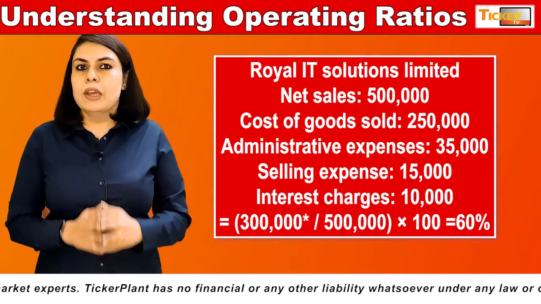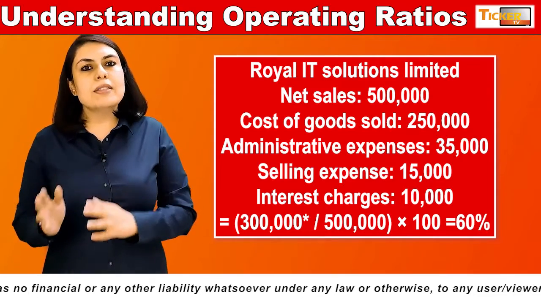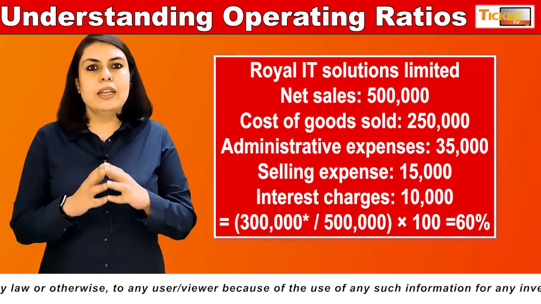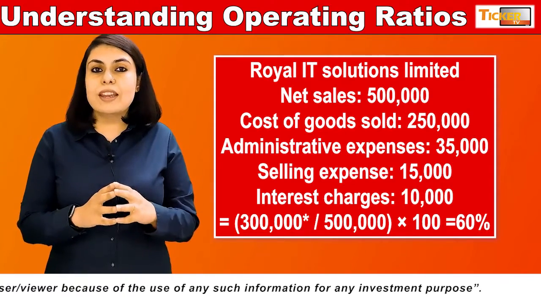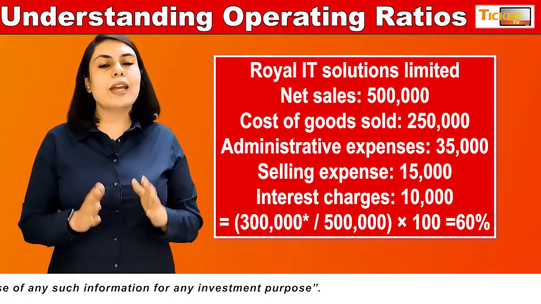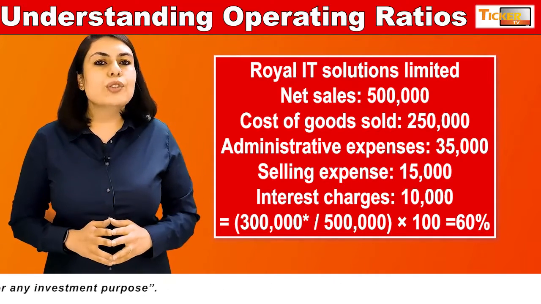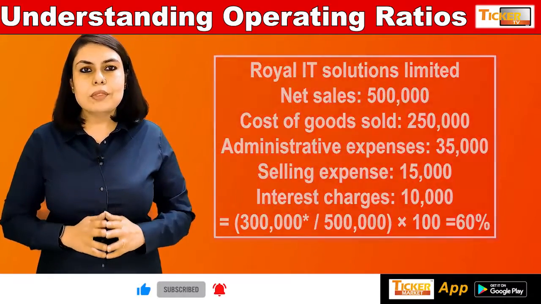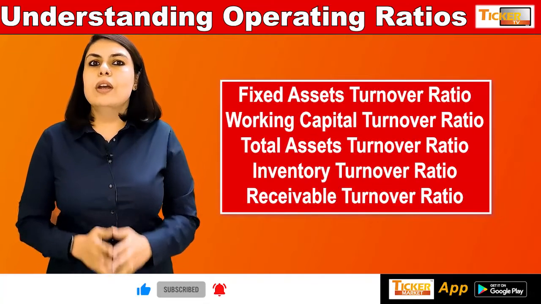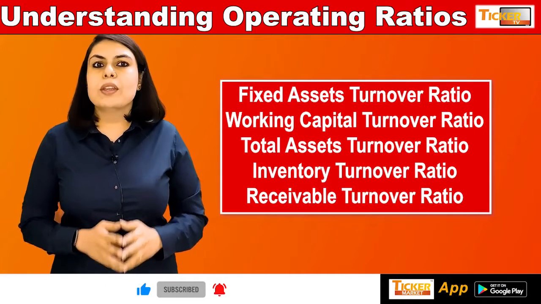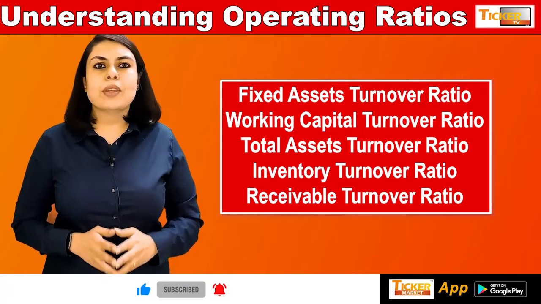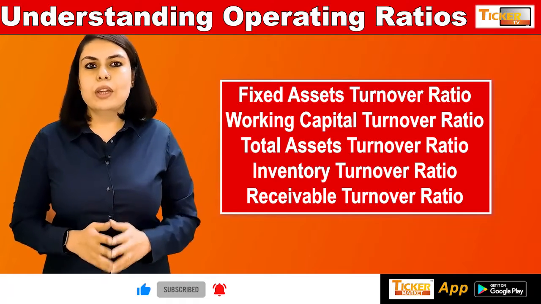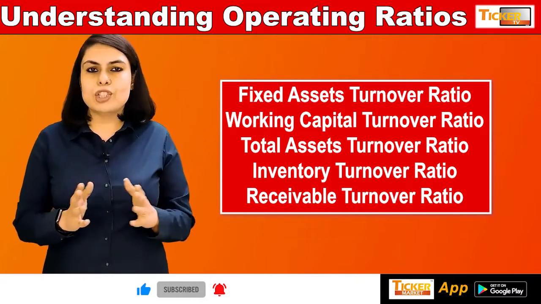The ratio should be compared with the company's past years' ratios and also with the ratios of other companies in the same industry. An increase in the ratio should be investigated and brought to the attention of management as soon as possible. The operating ratio varies from industry to industry. Some of the popular operating ratios are fixed assets turnover ratio, working capital turnover ratio, total assets turnover ratio, inventory turnover ratio, and accounts receivable turnover ratio. Now let's understand these ratios in detail.